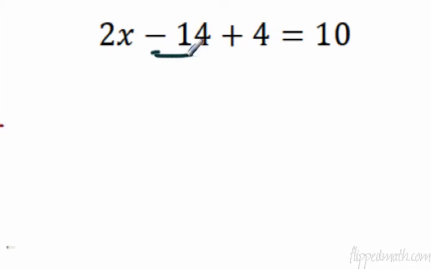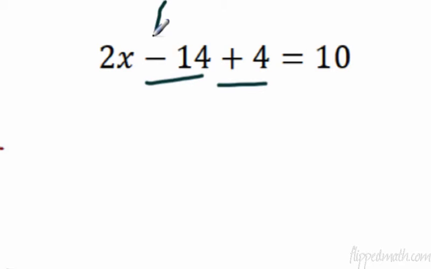Like these guys can go together. That's a negative 14 and a positive 4. You can add those two together first. So before we start doing anything to both sides, this is like before you start solving. Actually, it's kind of solving in itself, but we're just simplifying here. We have a negative 14 plus 4.